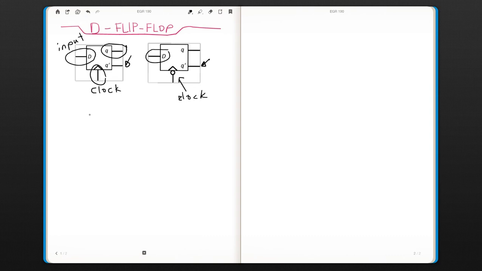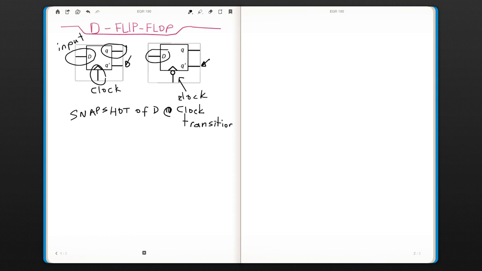So what a D flip-flop does is take a snapshot of your input, a snapshot of D, at a clock transition. We talked about different clock transitions. It's either leading or trailing.